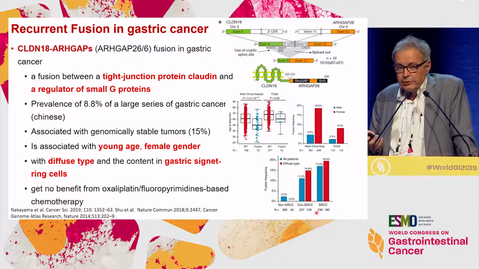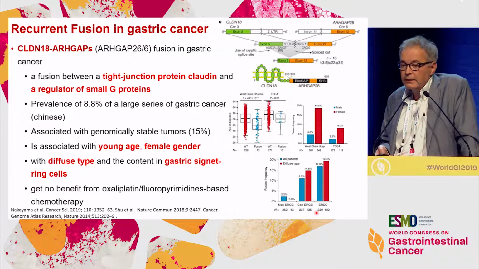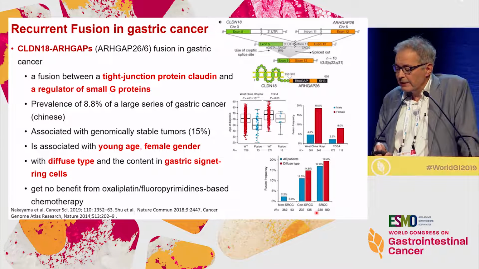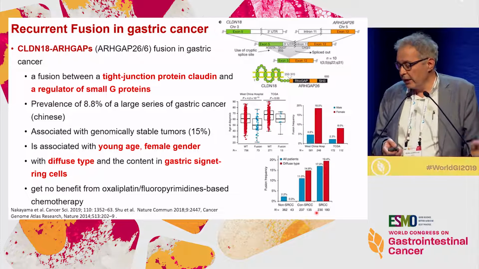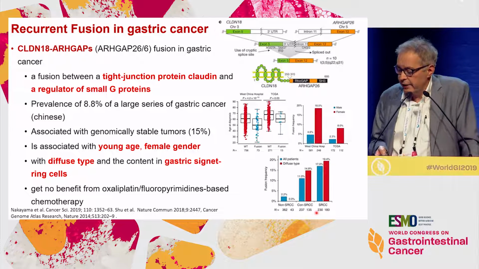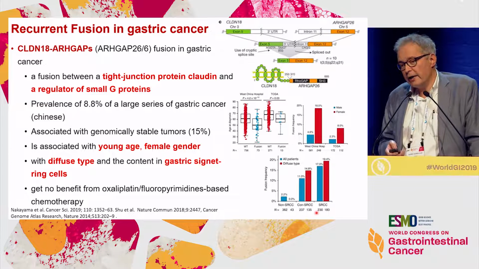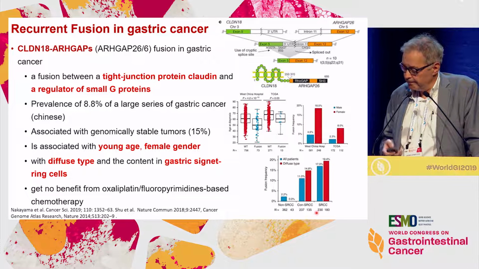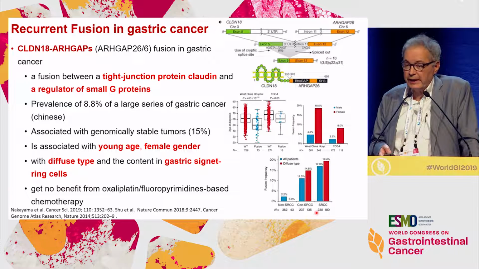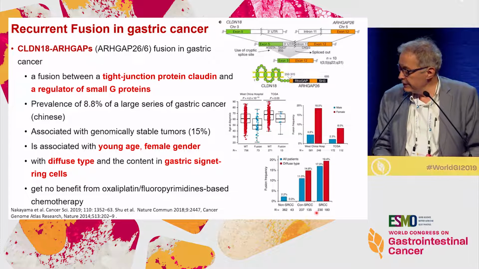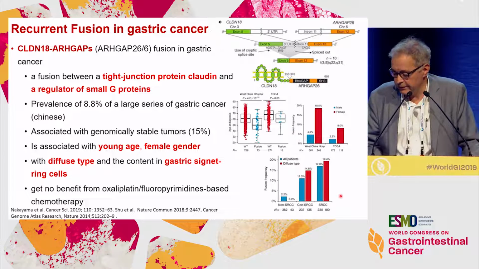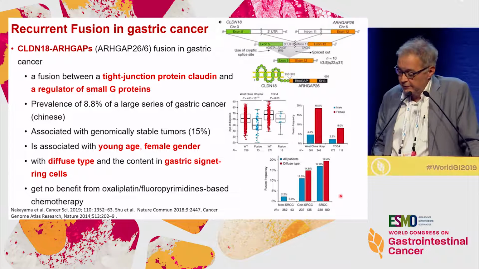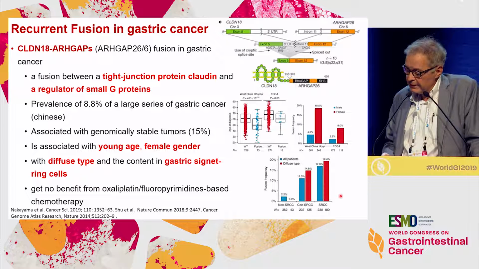And there is an enrichment for this fusion gene in the subtype of genomically stable gastric tumors, and it is also associated with the young age of the patient, female gender, and also with the diffuse gastric type of cancer, with a high content in gastric signet ring cells, up to 20% in this subgroup of gastric cancer. These patients get no benefit from oxaliplatin and fluoropyrimidine-based chemotherapy.